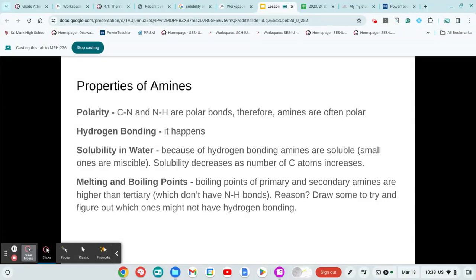Then for melting and boiling points, the boiling points of primary and secondary amines tend to be higher than those of tertiary amines. And that's because the primary and the secondary can form hydrogen bonds with themselves, and the ones that are tertiary can't. That's like we just drew in the last slide there.